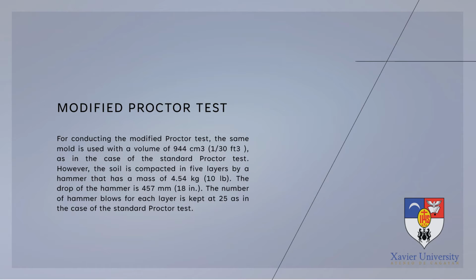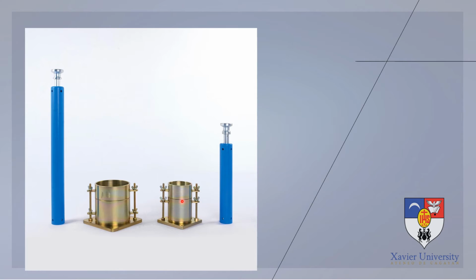However, the soil is compacted in 5 layers by a hammer that has a mass of 10 pounds. The drop of the hammer is 18 inches. The number of hammer blows for each layer is kept at 25 as in the case of the standard Proctor test. So this is the difference.